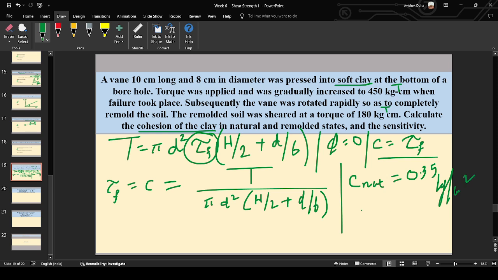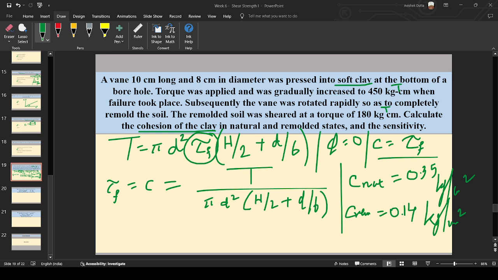And in a similar way, putting T equal to 180 kg centimeter, we'll get C remolded as 0.14 kg per centimeter square. Again, I am saying the decimals can vary as per the way of calculation. So this is the approximate answer: 0.335 for the natural cohesion, or the cohesion in natural state, and 0.14 for the cohesion in the remolded state.